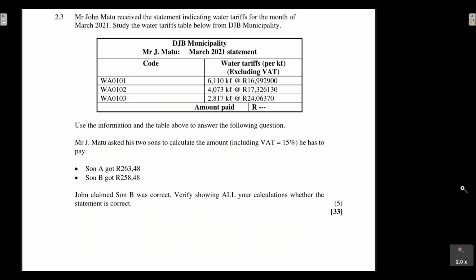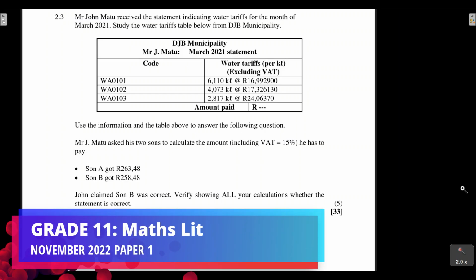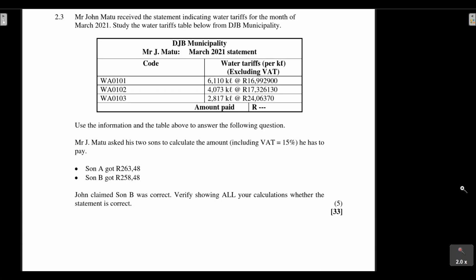So in today's video tutorial, grade 11s, we are going to be looking at question 2.3 from the grade 11 mathematical literacy paper 1 that was written in November 2022 by the Eastern Cape province learners, right? And this topic deals with water tariffs, and we're also going to be calculating an amount that includes VAT.